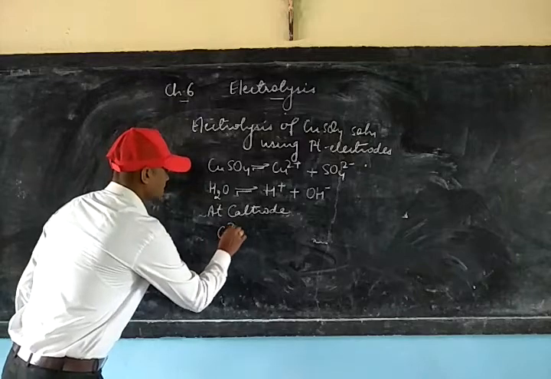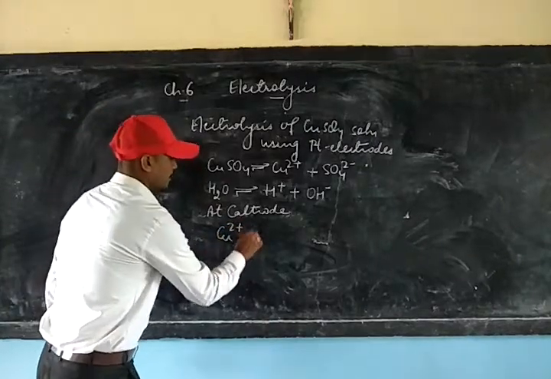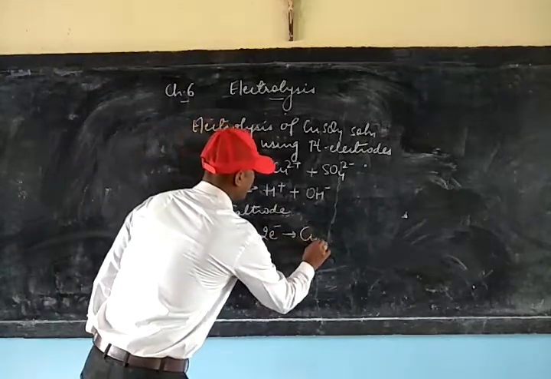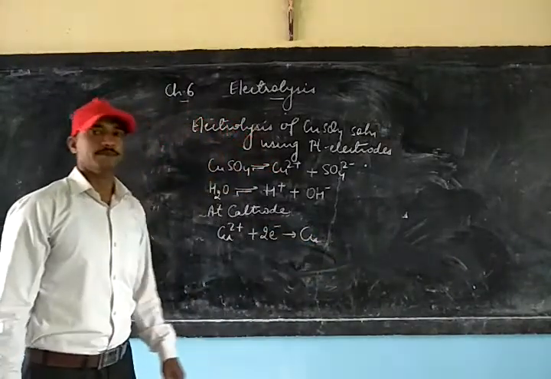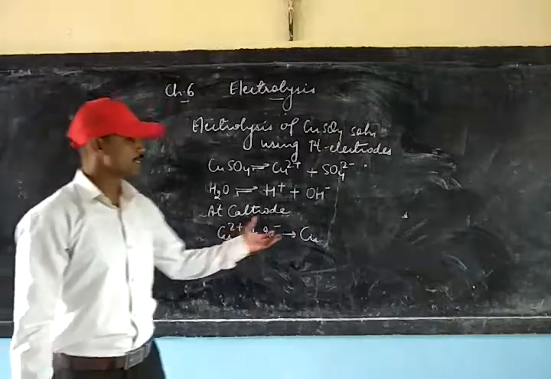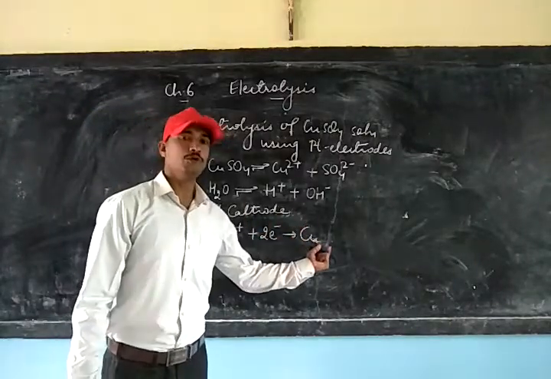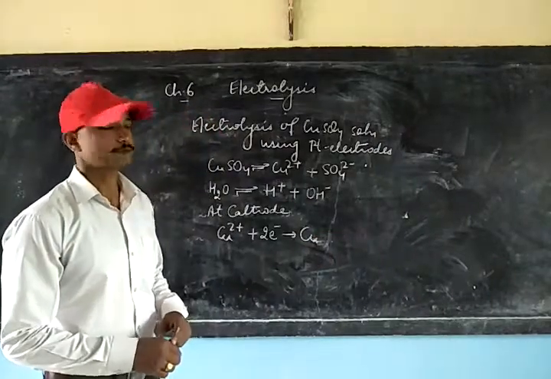So Cu2+, at the cathode, will gain 2 electrons and will be converted into a copper atom. This is called discharging, where the ion is converted into a neutral atom.